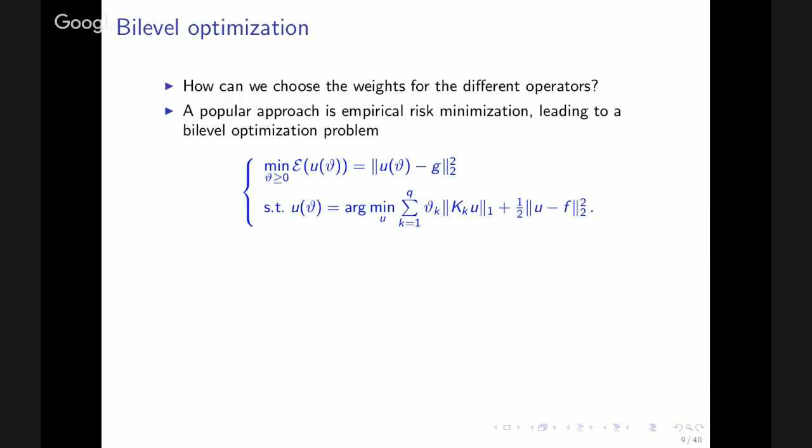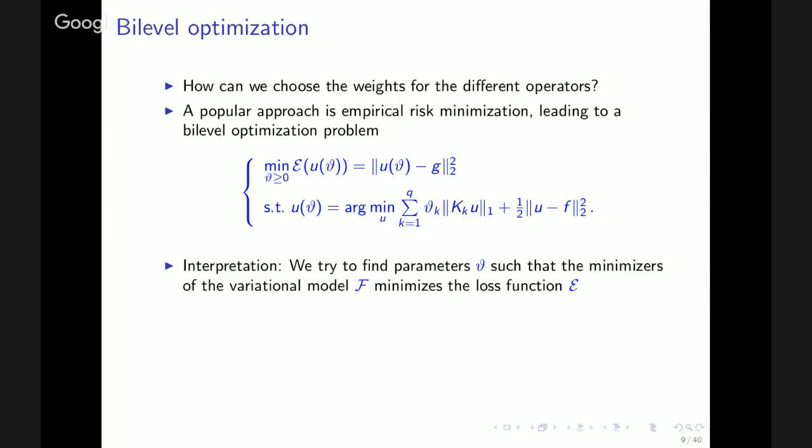And this U of theta is the minimizer of your model. And as you can see here, this is a nested optimization problem. So you minimize the loss function, subject to that U of theta is the minimizer of your model, and this is called a bilevel optimization problem. In machine learning, this type of approach is called empirical risk minimization. So the interpretation of these bilevel optimization approaches: we try to find our parameters theta. These are actually the unknowns, such that the minimizers of the models for all different input images we can test minimize the loss function.